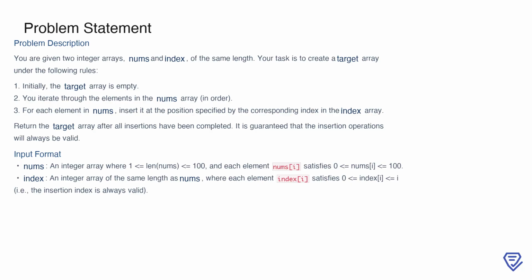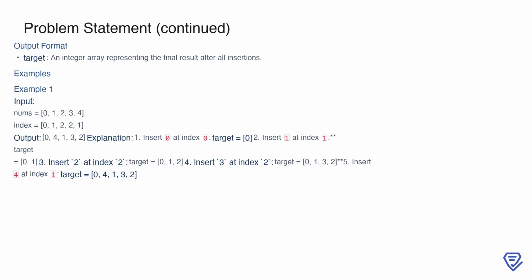For the input format, the nums array can have a length between 1 and 100, and its elements can range from 0 to 100. The index array must be the same length as nums, and each value in index is constrained to be between 0 and the current position in the iteration, ensuring valid insertions at all times. The output of this problem is the final target array after all the insertions have been performed.